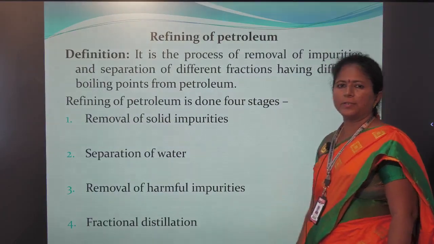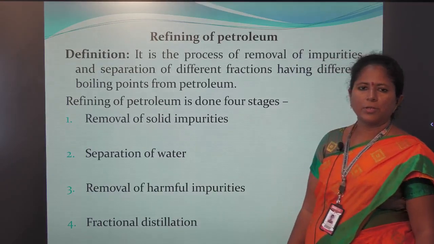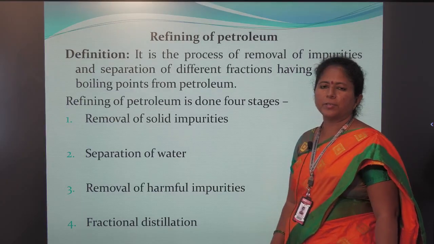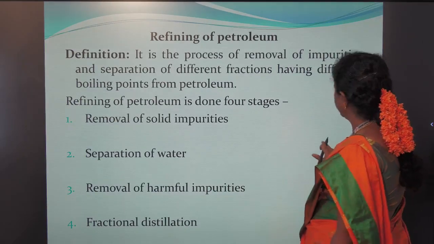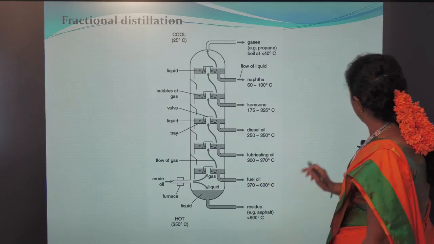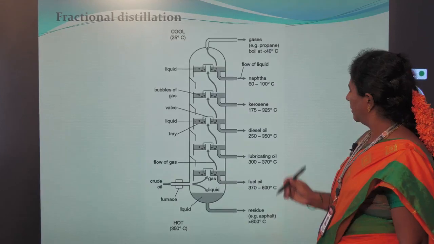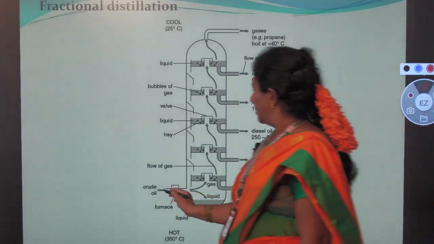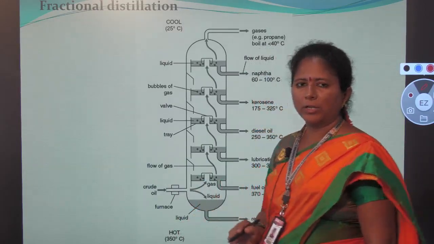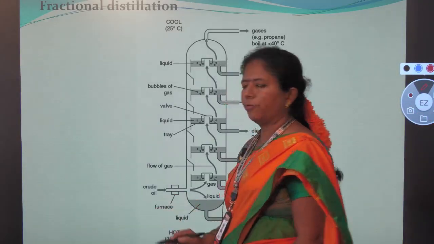So the fourth stage is fractional distillation. Fractional distillation means it is the process of separation of various fractions in petroleum basing on differences in their boiling points. So the crude oil, which is free from the solid impurities, water and harmful impurities, will now pass through into a furnace.